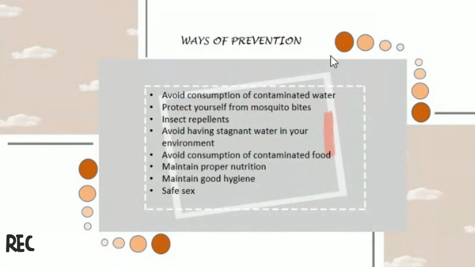The first one is avoid consumption of contaminated water. The second is protect yourself from mosquito bites. Third is use insect repellents. Fourth, avoid having stagnant water in your environment. Then avoid consumption of contaminated food, and also maintain proper nutrition and good hygiene. Last but not least, as adults, they must practice safe sex.